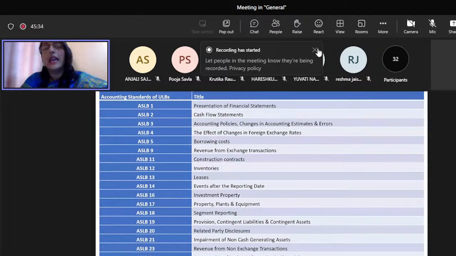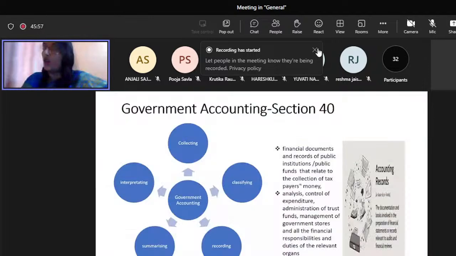So IPSAs are there, and on the basis of that, the environment of India, the ICAI, Institute of Chartered Accountants of India, have drafted the accounting standard of local bodies. Given the economic condition and the financial framework of India, they have drafted it for local bodies. So now let's go back to our original topic, which was government accounting.